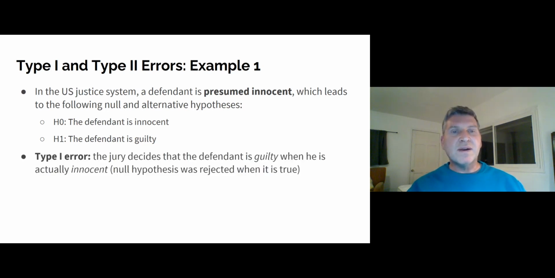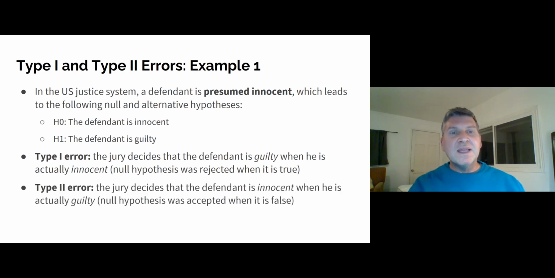So the type 1 error, if one was committed, remember this is the false positive, is that the jury decides that the defendant is guilty when he or she is actually innocent. So the null hypothesis, which is the defendant is innocent, is rejected when it's actually true. In other words, the defendant was innocent.